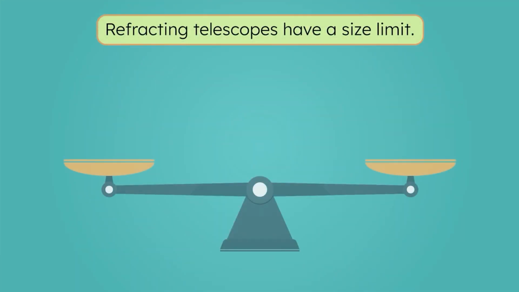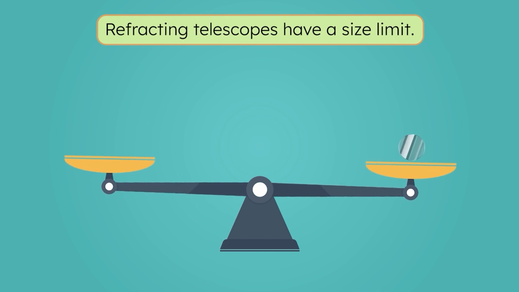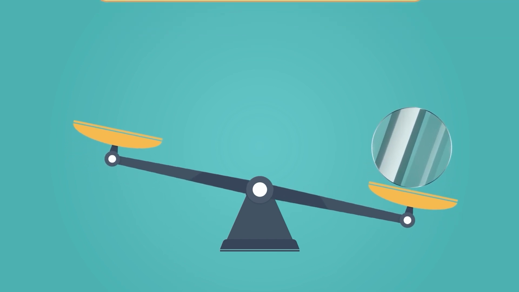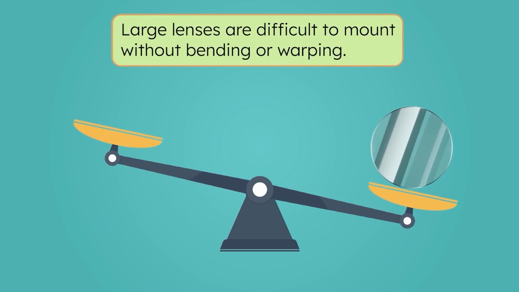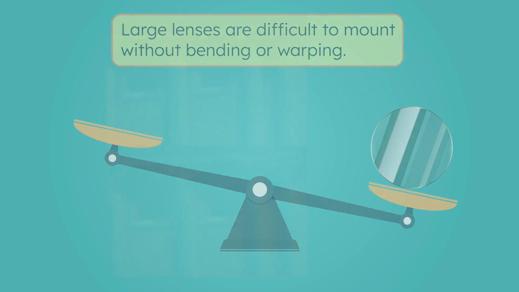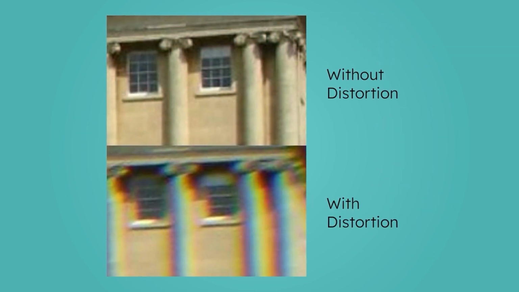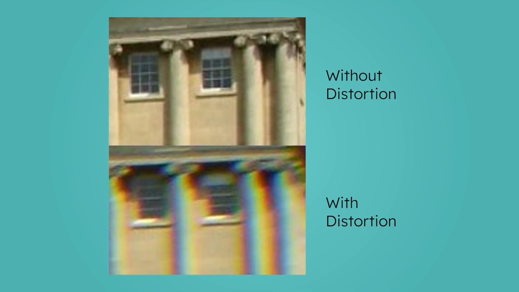For example, refracting telescopes have a size limit. Glass lenses become heavy as they get bigger, making them difficult to mount without bending or warping under their own weight. And because different colors of light bend slightly differently through a lens, images can also become distorted, creating colorful halos around objects.